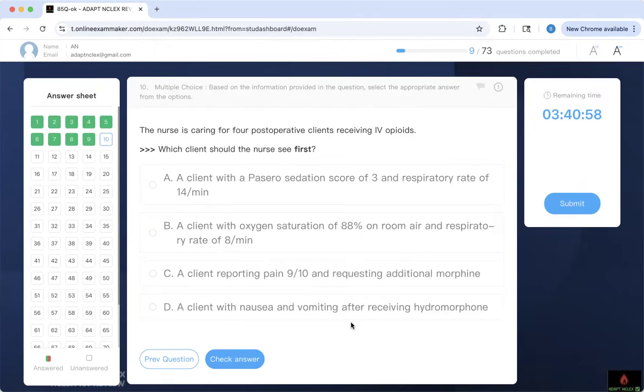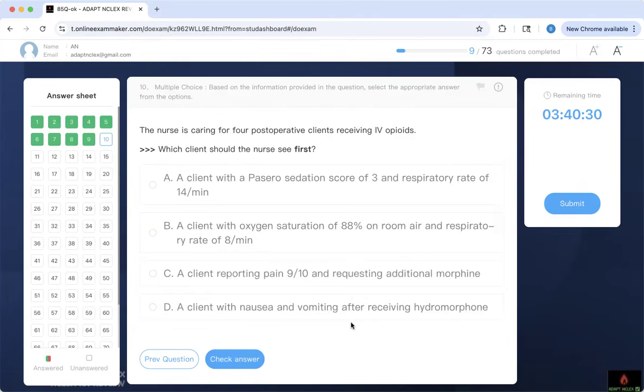This is caring for 4 post-op clients receiving opiates. Which client should the nurse see first? That means they have issues with sedation. Client with a sedation score of 3 and a respiratory rate of 14. That's key. Client with oxygen saturation of 88 on room air and respiratory rate of 8. Client reporting pain 9 out of 10 and requesting additional morphine. A client with nausea and vomiting after receiving hydromorphone. Which one would you see first?